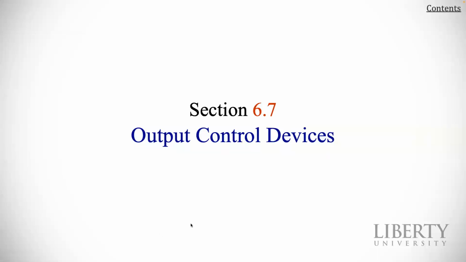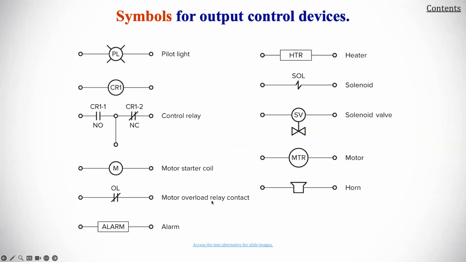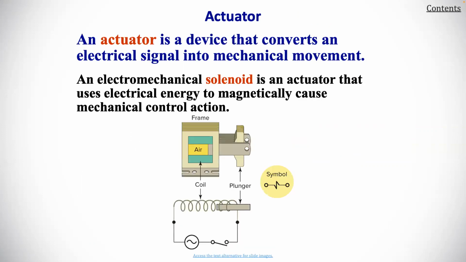So continuing on, next we look at the output control devices. First, here are the symbols for the output control devices. You can pause the video and look over these. I'm not going to go over them one at a time, but these are the kind of things that you would be doing for a PLC when you're looking at the output.